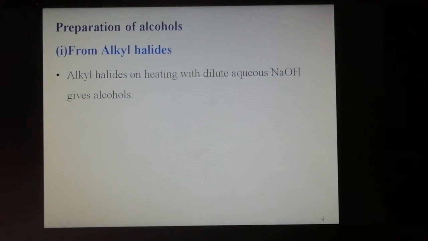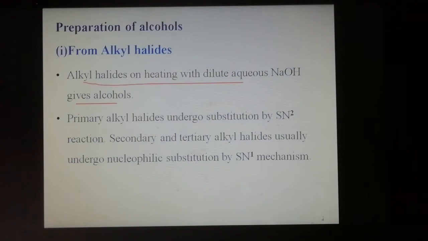First method, preparation of alcohol from alkyl halide. Alkyl halides on heating with dilute sodium hydroxide give alcohol. Primary alkyl halides undergo substitution by the SN2 reaction, but secondary and tertiary alkyl halides undergo substitution by the SN1 mechanism.